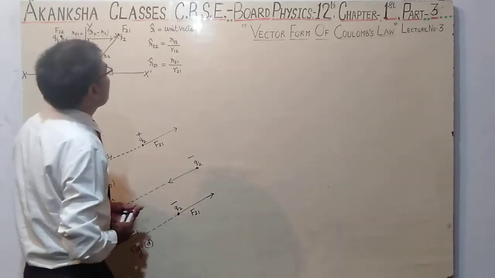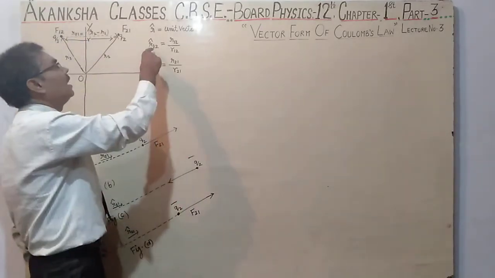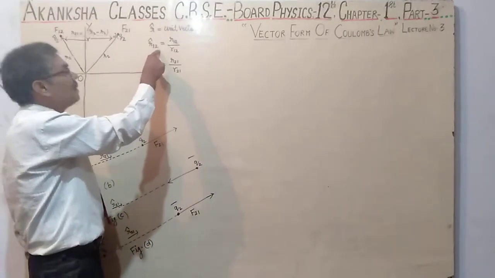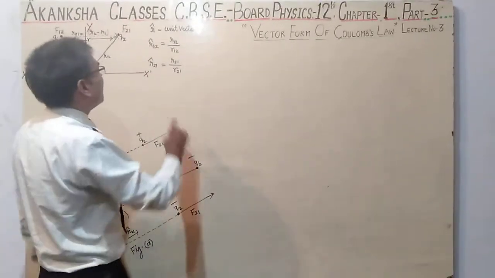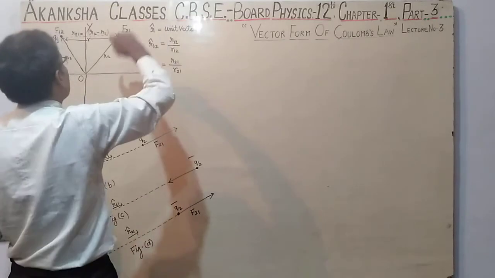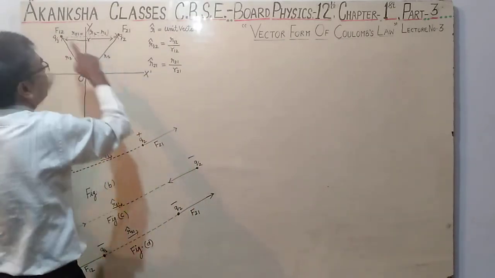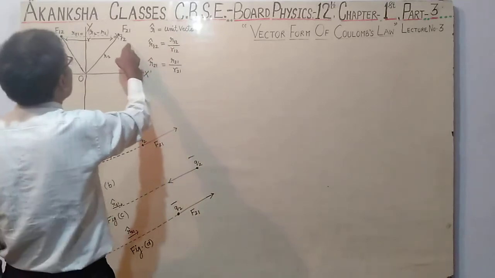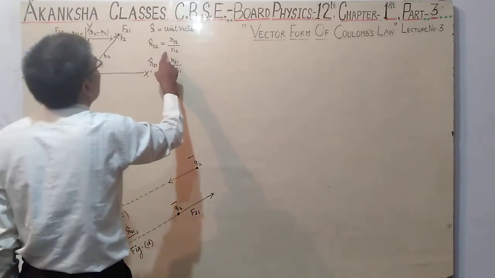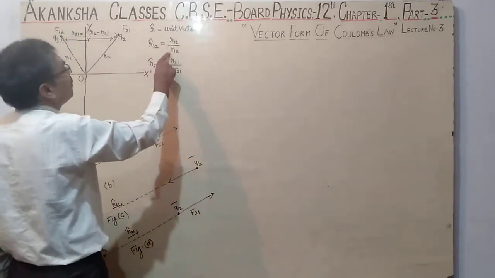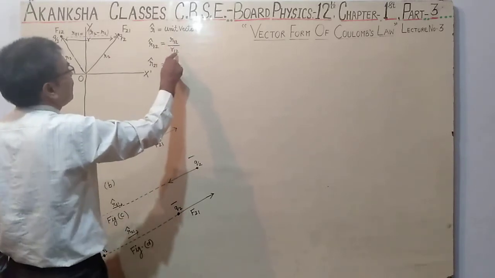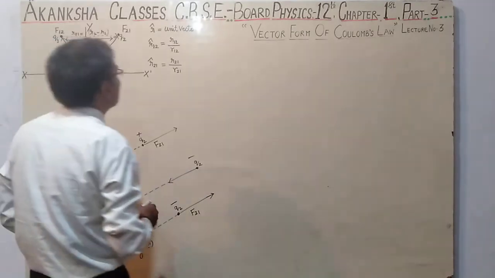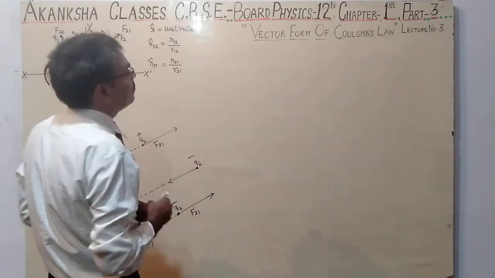As I have told you already, always write the name of the receiver first, then the name of the sender. That is equal to the resultant vector from 2 to 1 upon the magnitude of the resultant vector from 2 to 1. I think you understood it better.